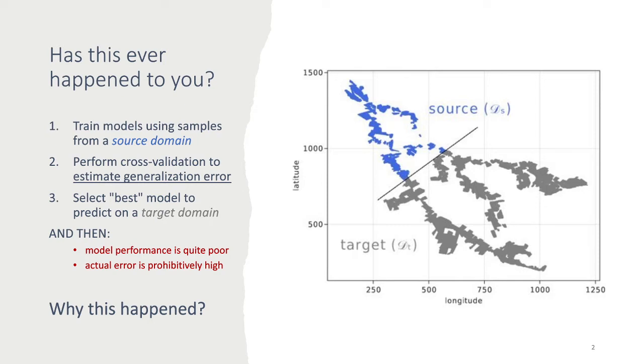I would like to start this talk by asking if the following problem has ever happened to you. Suppose you are in an application where you're training learning models using samples from a source geospatial domain. You perform cross-validation to estimate the generalization error of all these models. You then select the best model to make predictions on a target geospatial domain. When the results come, you are informed that the model performance is quite poor and that the actual error of the model is prohibitively high for the application. Why did this happen?